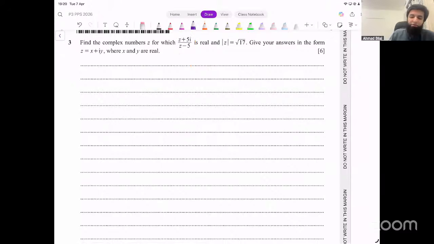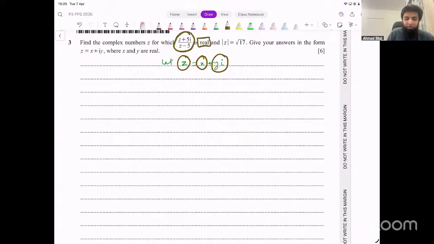Now, how do we use this information that's given? Let's write that down. We can start like this. Since we want the final answer in this form, we can say let z equal x plus y iota. Now, why am I doing this? So we can isolate the real part and the imaginary part from z. Since they have said this fraction is real, we can simplify this fraction, and then once we have the imaginary part from this, we can put that imaginary part equal to 0. So that's why I've written z equal to x plus y iota.